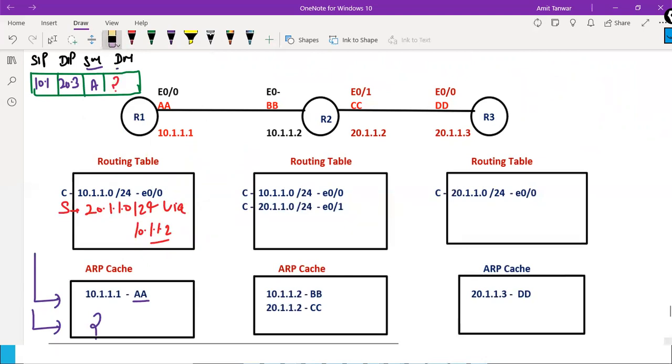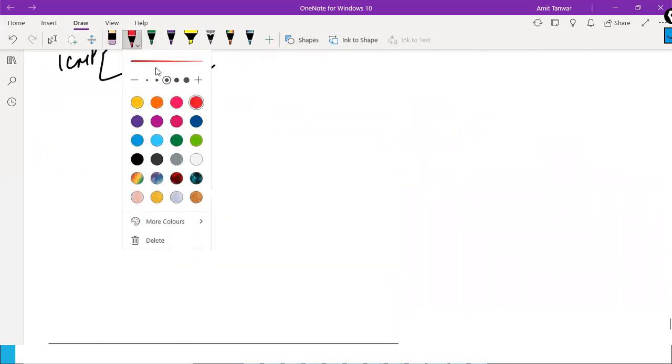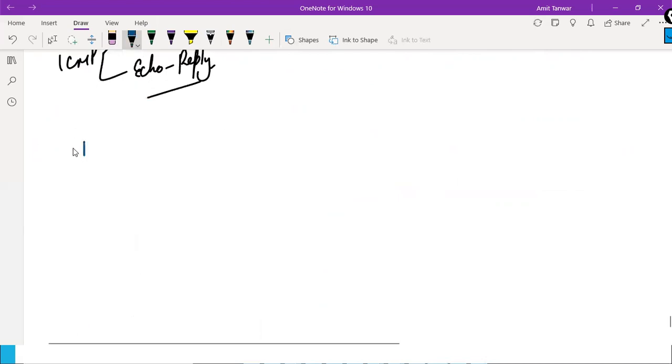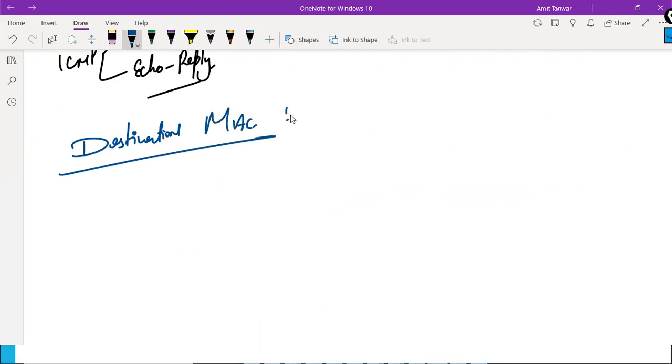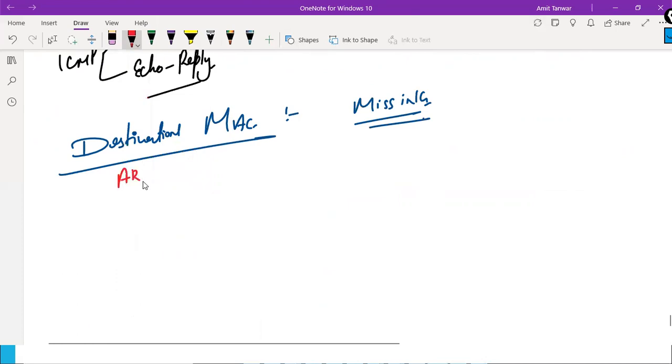Okay, so for the destination MAC, what are we looking for now? We are looking for the destination MAC address, because that is missing. If you have to find out the destination MAC, there is another protocol that comes into the role, and that is ARP, Address Resolution Protocol. So we are going to use ARP here.